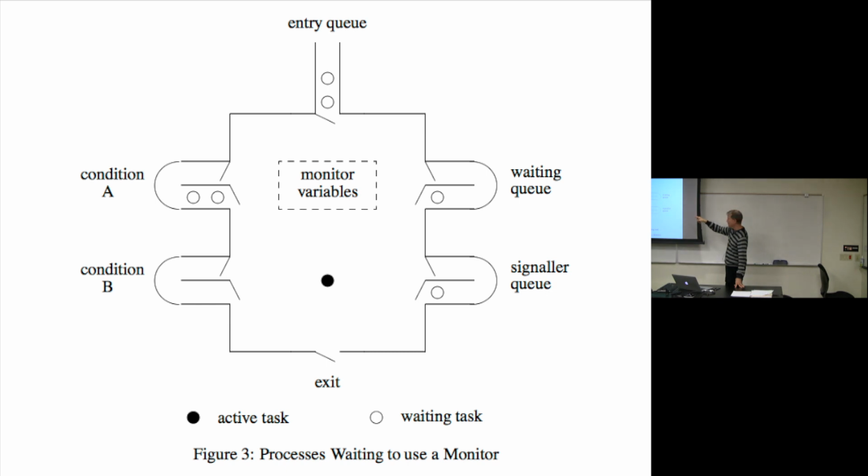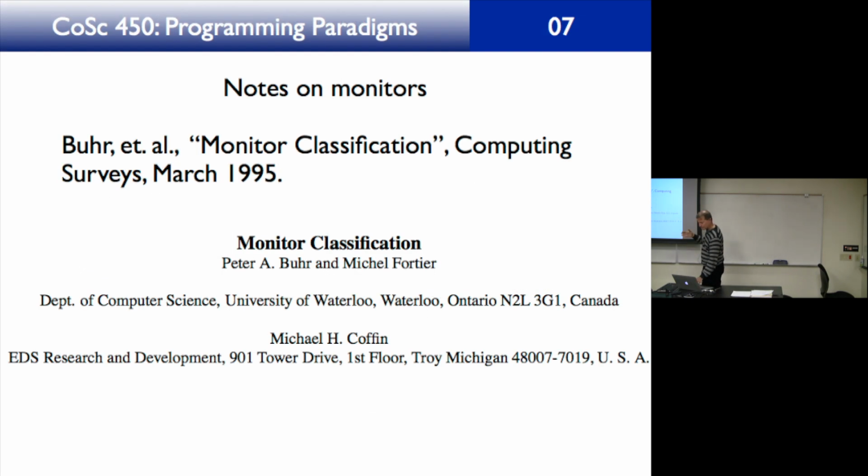Okay, and you have the monitor variables. Instead of having little stick figures, he's got little circles, and the solid dot there is the active task, and the open circles are the waiting tasks. So you see, this is a very nice way to visualize what's going on with monitors.